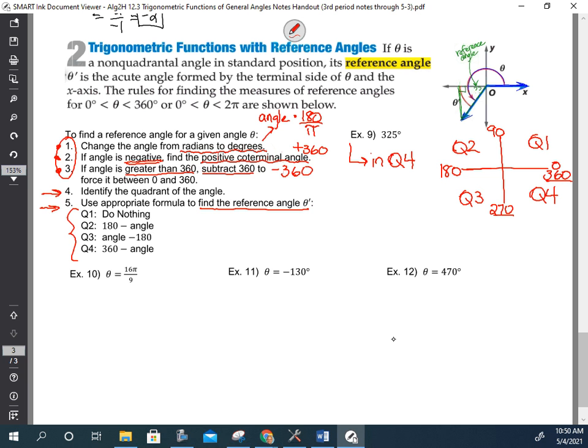If it's in quadrant 1, there's nothing you need to do. It's already a reference angle. Quadrant 2, take 180 minus the angle. Quadrant 3, the angle minus 180. Quadrant 4, 360 minus the angle. So since this angle is in quadrant 4, to find the reference angle, the notation for that is theta prime. So theta prime is equal to 360 minus 325, which is 35 degrees.